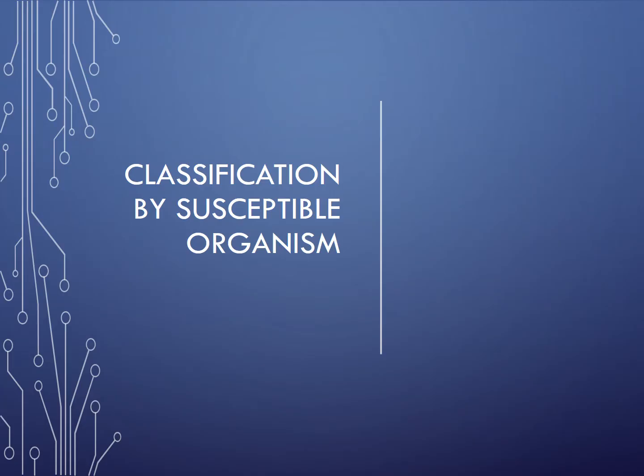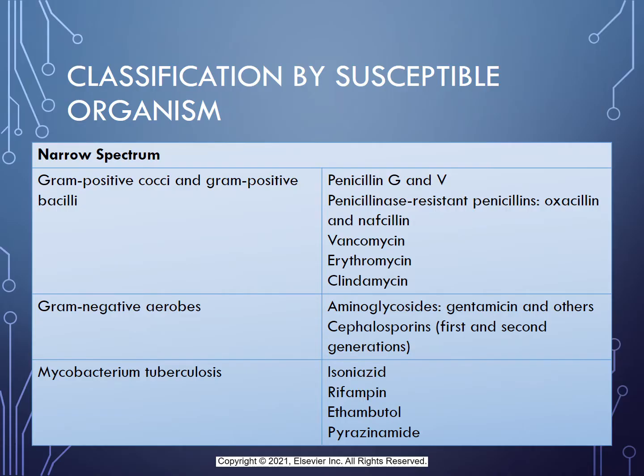First, we're going to talk about classification by susceptible organism. The next few tables we're going to review show the three major groups: antibacterial drugs, antifungal drugs, and antiviral drugs. Each table subdivides the antibacterial drugs into narrow-spectrum and broad-spectrum agents, and they indicate the principal classes of bacteria against which they are active. This specific table describes the narrow-spectrum antibiotic group classification, and as you can see on the right, the specific drugs that are incorporated within this group.